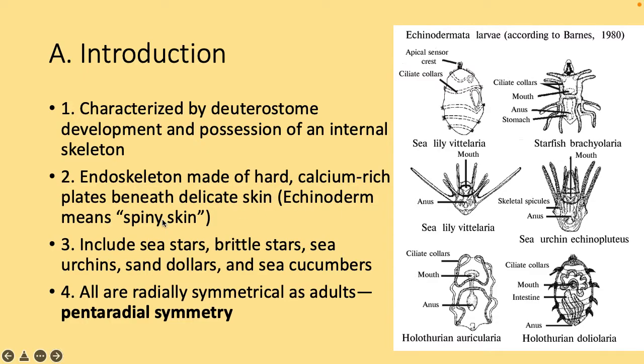So echinoderm means spiny skin because they have some calcium plates beneath a skin layer. And some examples of echinoderms: sea stars, brittle stars, sea urchins, sand dollars, sea cucumbers. Another unique characteristic of the echinoderm is this pentaradial symmetry. So they are radially symmetrical as adults, but it's a pentaradial symmetry.